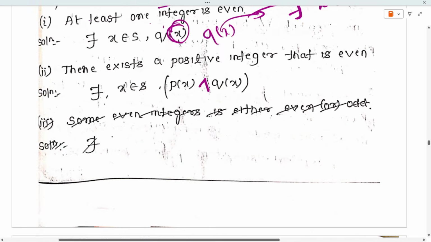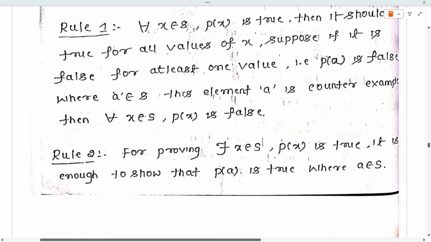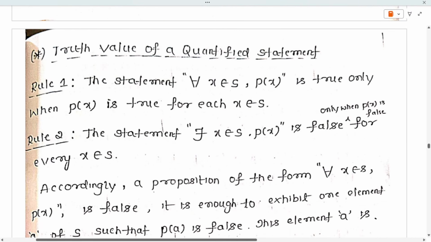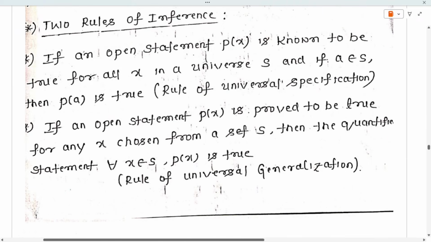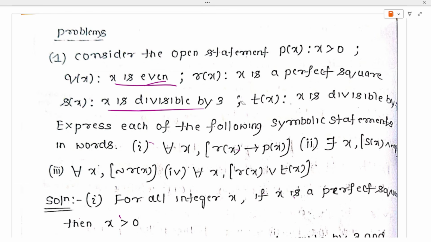The same way, all the questions are like that. These are truth values also. You can study 2 rules, and for the quantifier also there are 2 rules of inference. Next, they have given p of x as x greater than 0, and this is even. And they have asked about for all. This symbol represents for all, and this represents there exists.